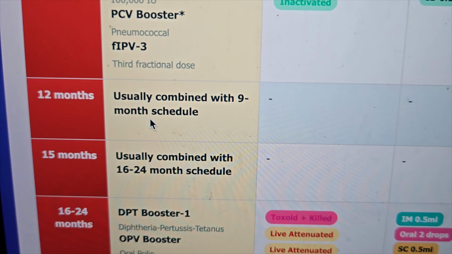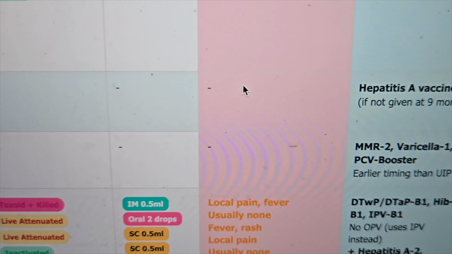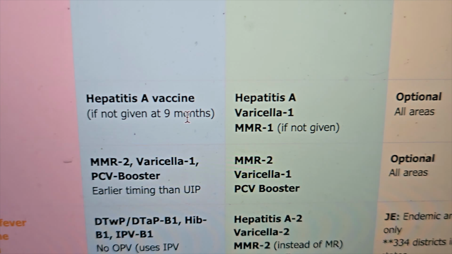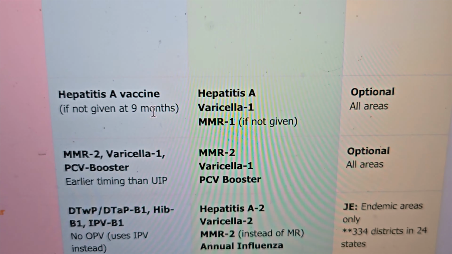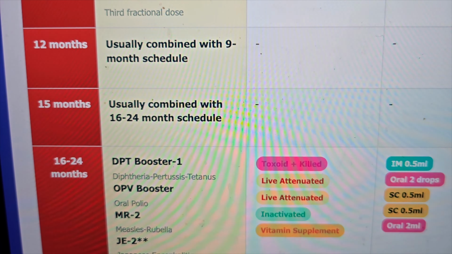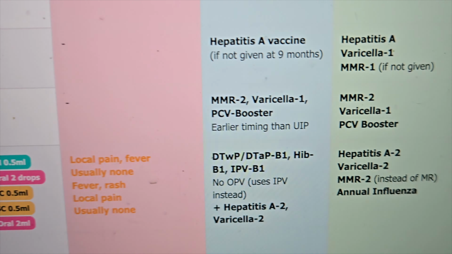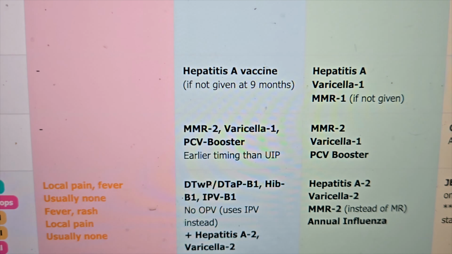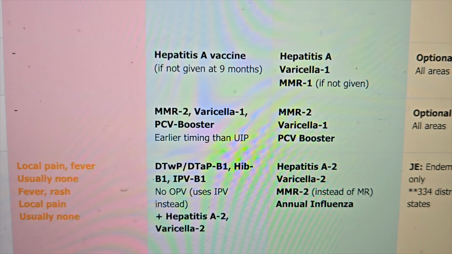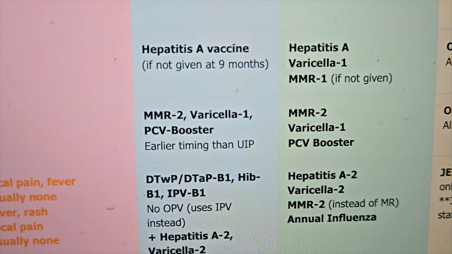Coming to the 12th month, usually it is combined with the 9-month schedule in the universal immunization schedule, nothing is there. Same thing, in the IAP schedule, hepatitis A, varicella, MMR is an optional vaccine. Now coming to the 15th month, usually combined with the 16 to 24 month schedule. So in the 16th month also MMR 2 is given in the IAP schedule. Varicella 1 is given in the IAP schedule. PCV booster dose is given at an earlier timing than the universal immunization schedule.